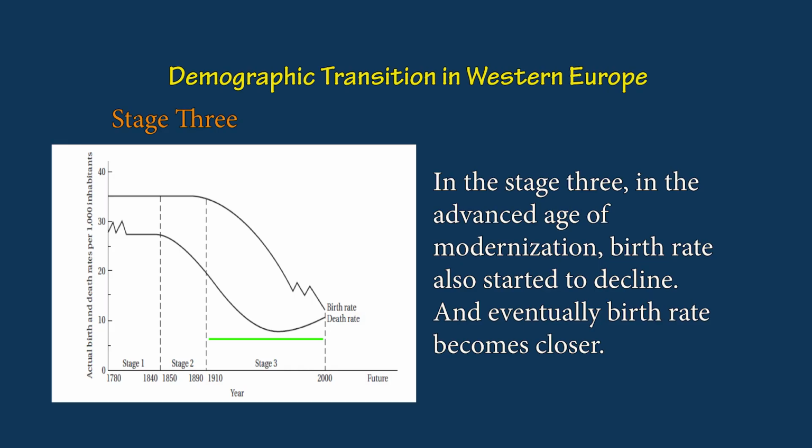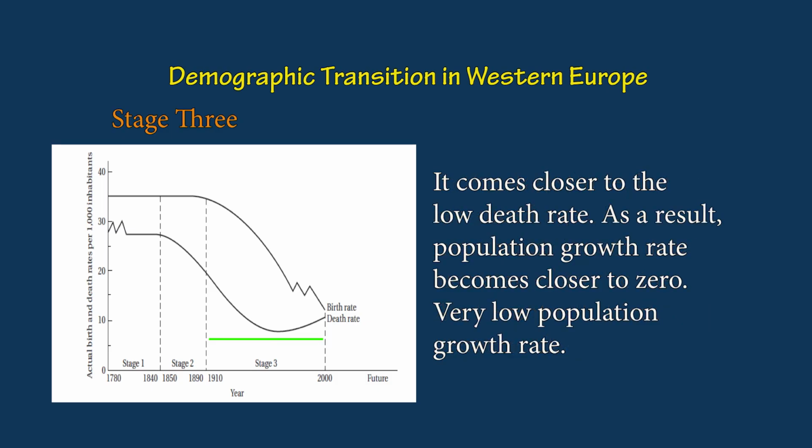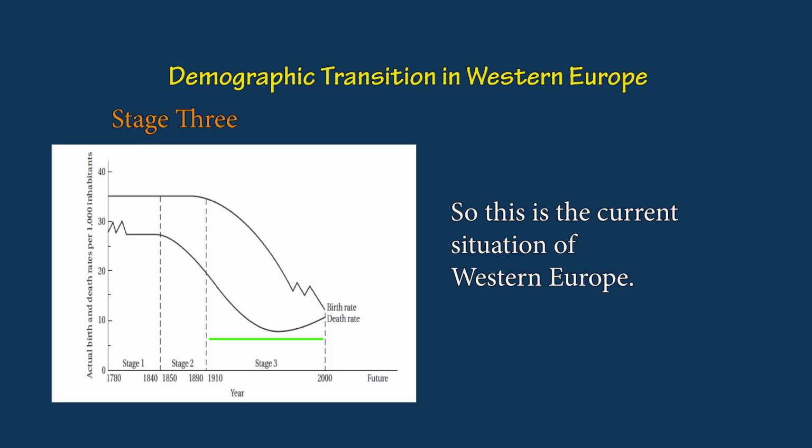And eventually, birth rate comes closer to the low death rate. As a result, population growth rate becomes closer to 0, a very low population growth rate. So, this is the current situation of Western Europe.